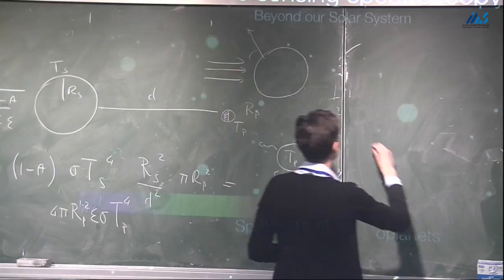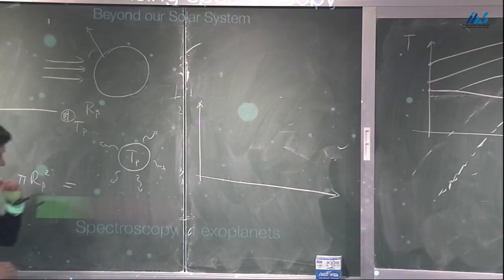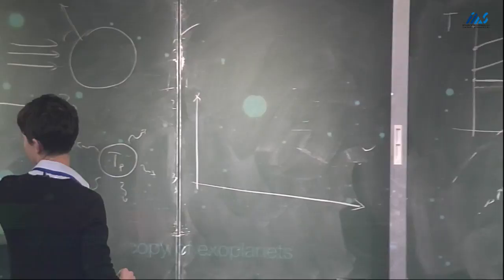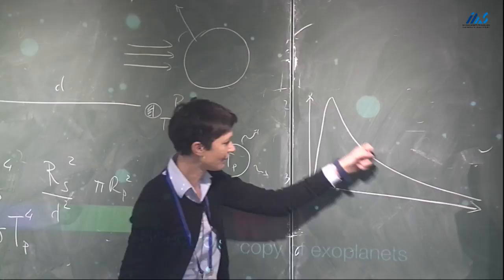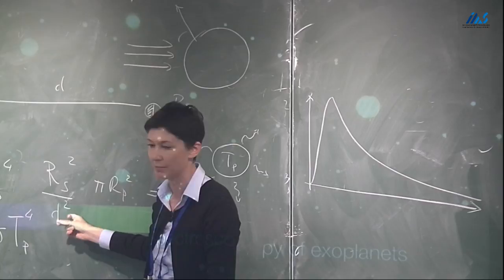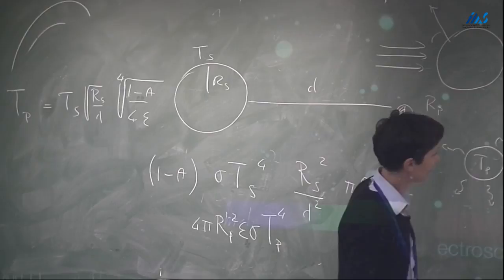Okay, so I was saying that if, instead of integrating my blackbody over the entire wavelength and getting in this way the Stefan-Boltzmann equation, I'm looking at the Planck function that is coming from the star, of course, it is the Planck function diluted by this factor, Rs squared divided by d squared. And on top of that, I have a fraction that is removed because of the albedo.